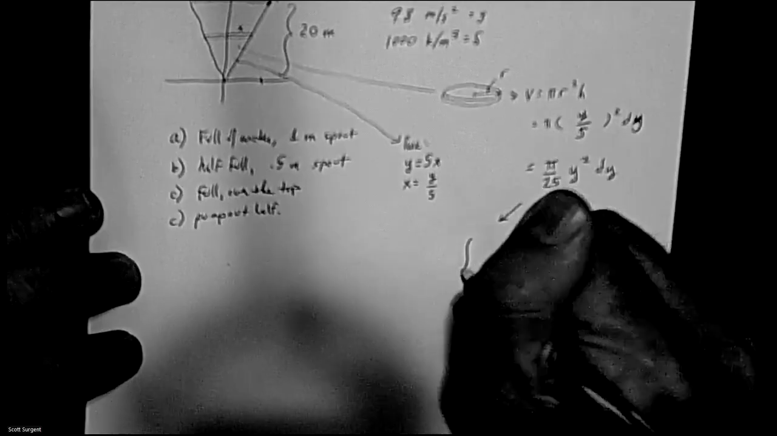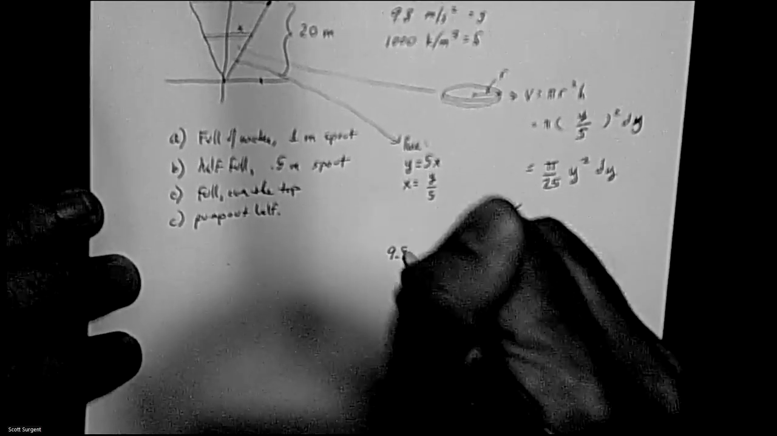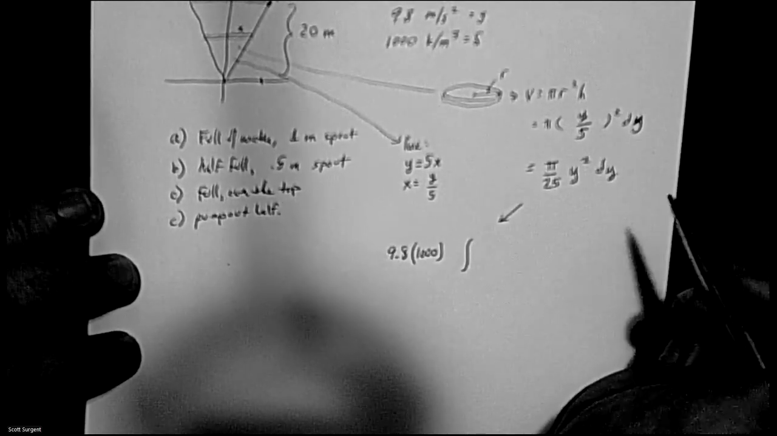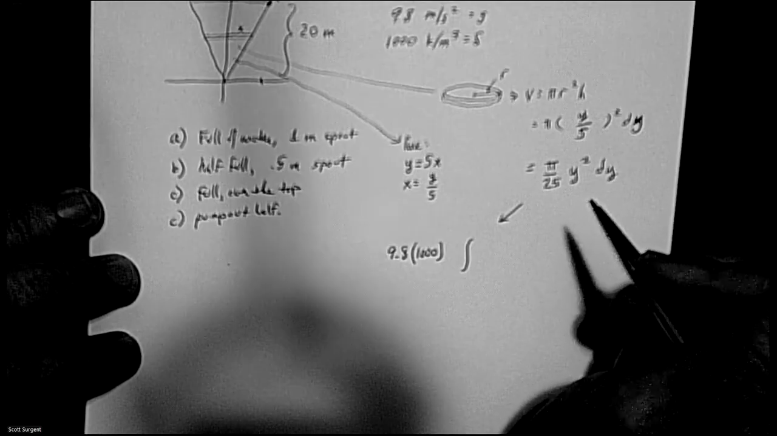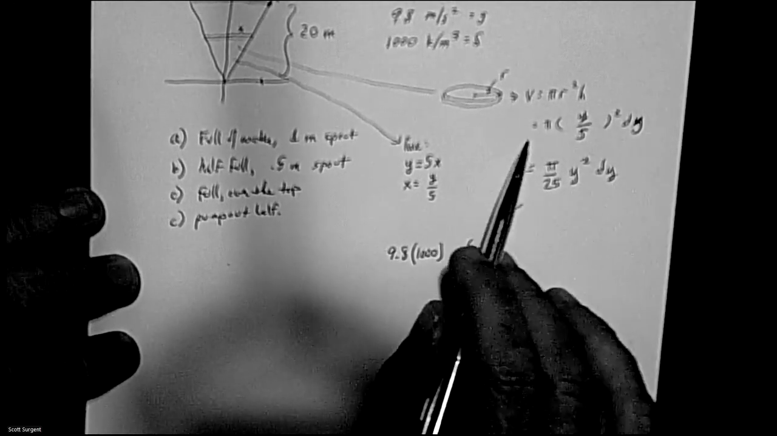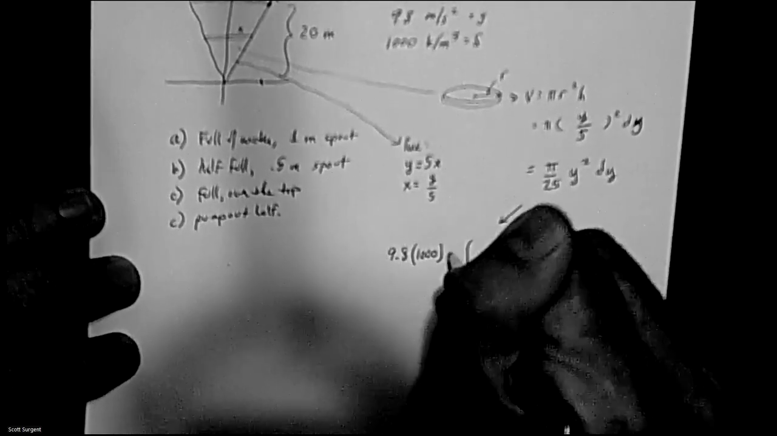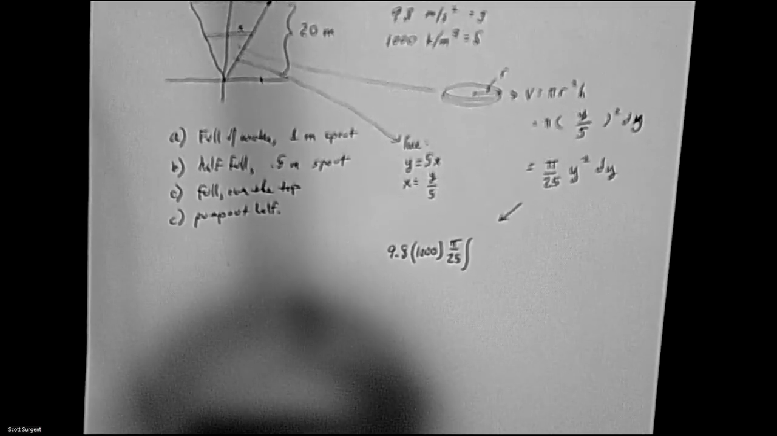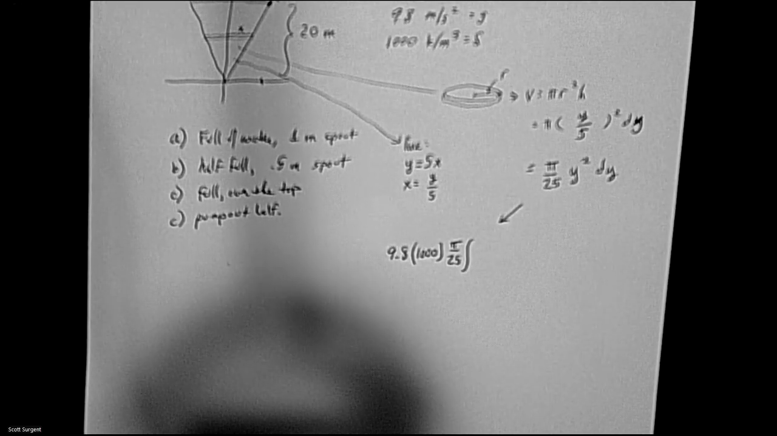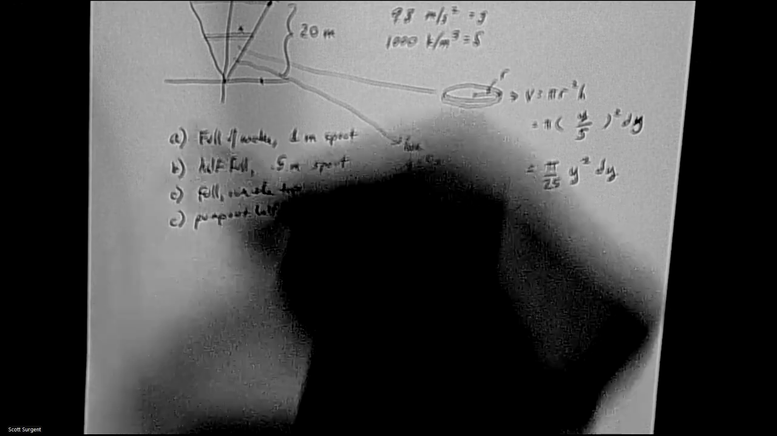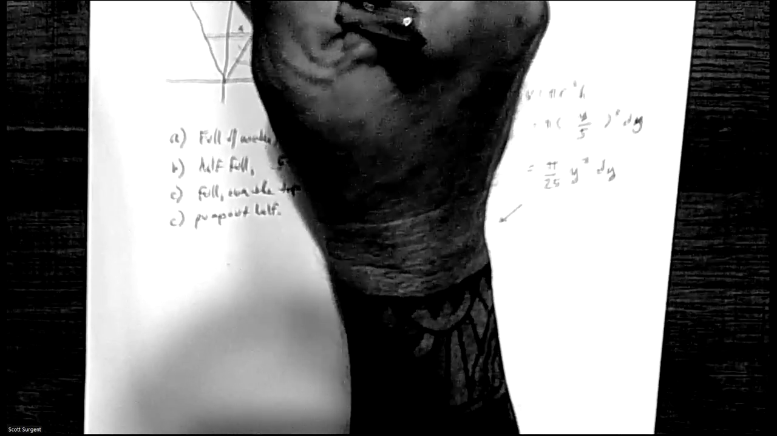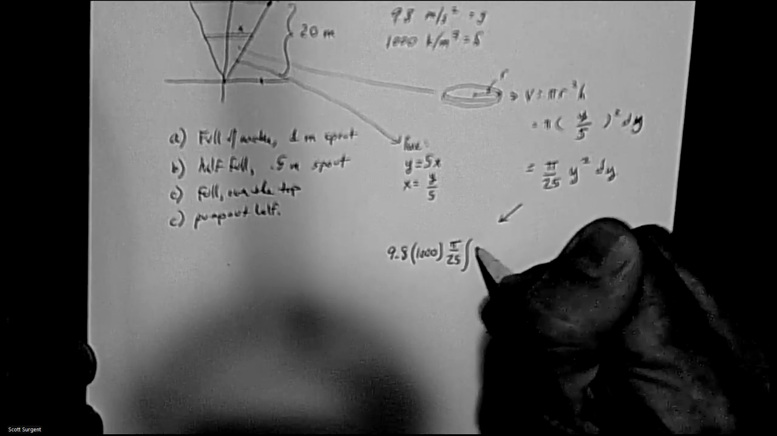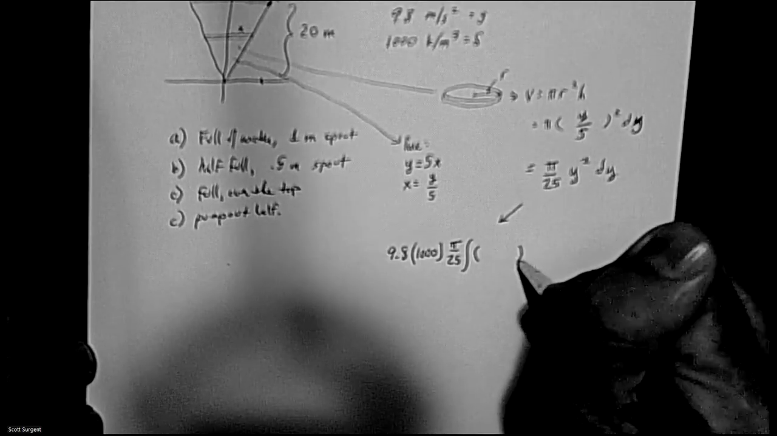And then now I can get going on my work integral, the 9.8, the 1,000, and the pi over 25. I'm kind of thinking to myself here, yeah, I'll put all the constants out in front. Now the thing is I'm basically pumping everything out of an extra meter. So I need to come up with a formula for the height to account for that extra meter.